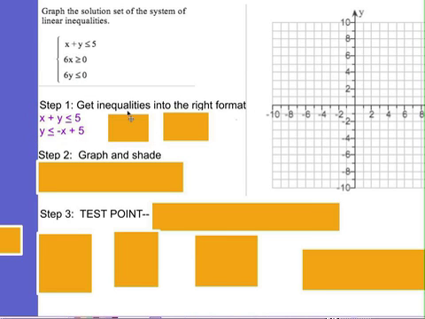Our second equation, we need to get x by itself. It's the only variable there. So to get x by itself, we divide everything by 6. And 0 divided by 6 is 0. So we get x is greater than or equal to 0.